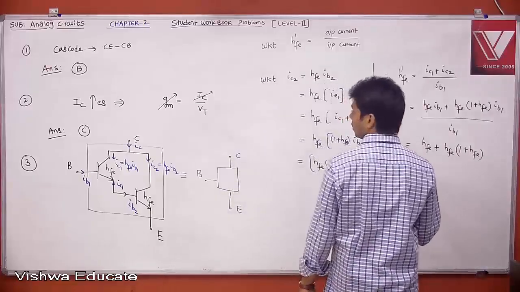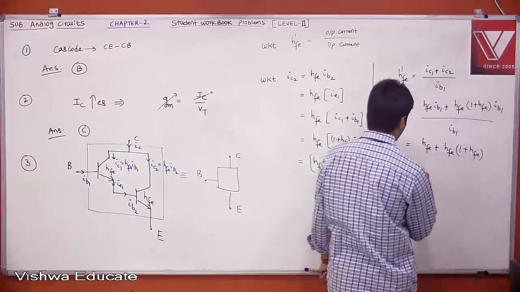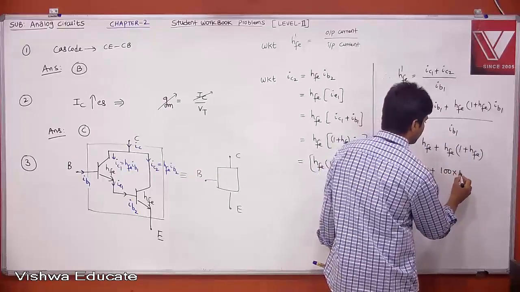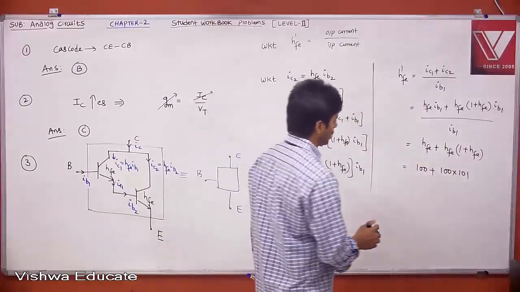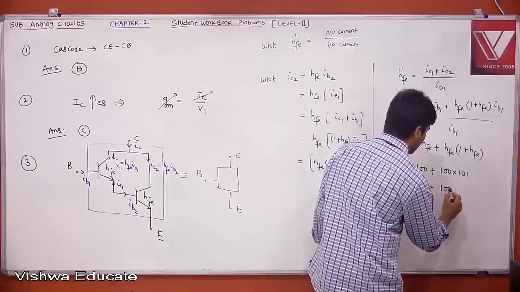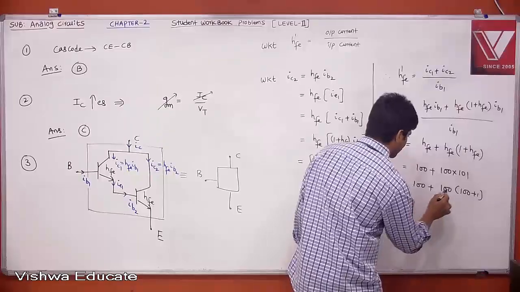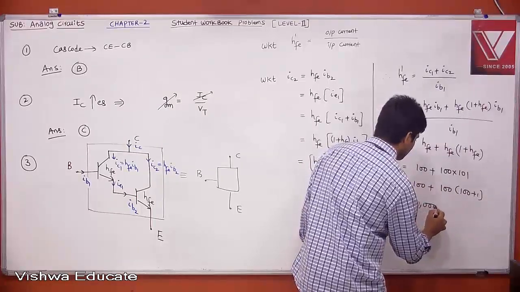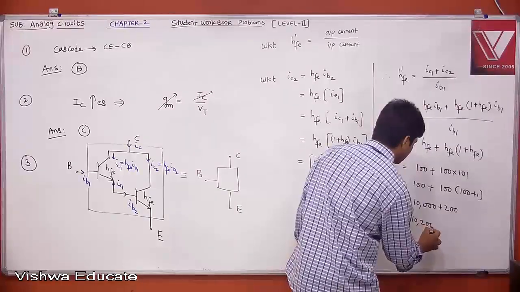Therefore, what is HFE given? HFE is nothing but 100. Therefore, 100 plus 100 into 101. What is 100 into 101? Can I write it as 100 into 100 plus 1? Then it is 100 into 100, 10,000, plus 100, you can say 10,200.